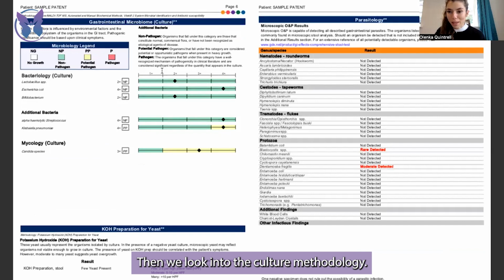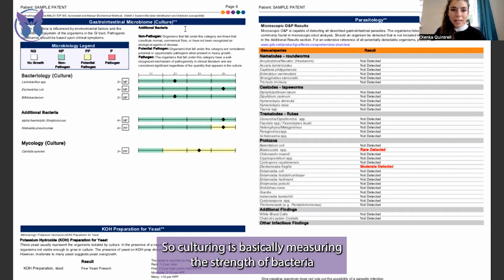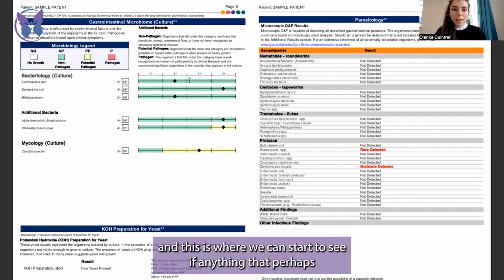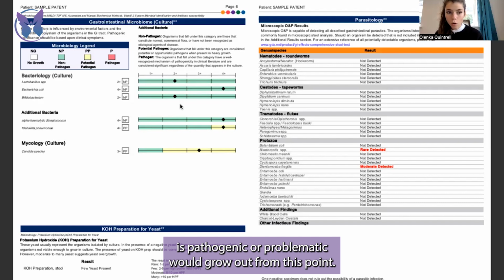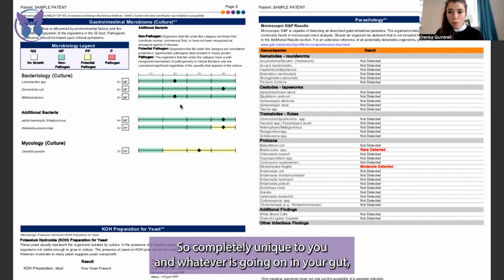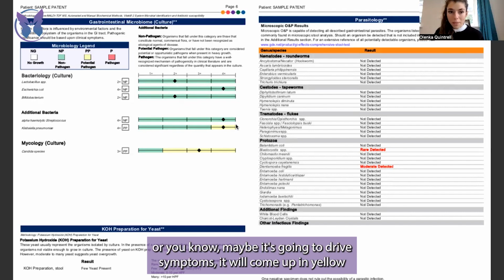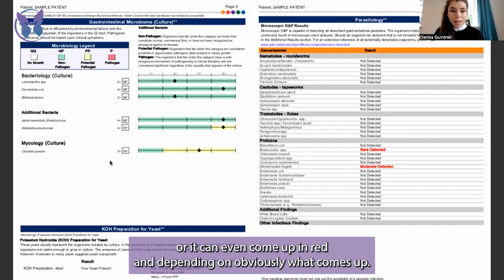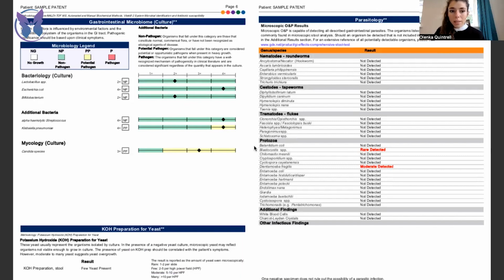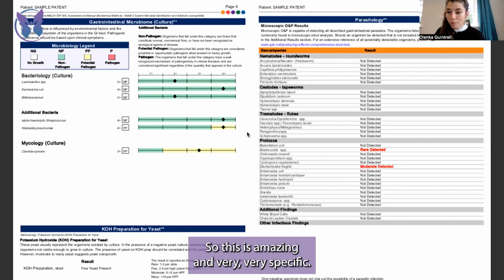Then we look into the culture methodology. So culturing is basically measuring the strength of bacteria. And this is where we can start to see if anything that is pathogenic or problematic would grow out from this point. So it's completely unique to you and whatever's going on in your gut. If it is a potential pathogen, or maybe it's going to drive symptoms, it will come up in yellow, or it can even come up in red, depending on what comes up. So this is amazing and very, very specific.